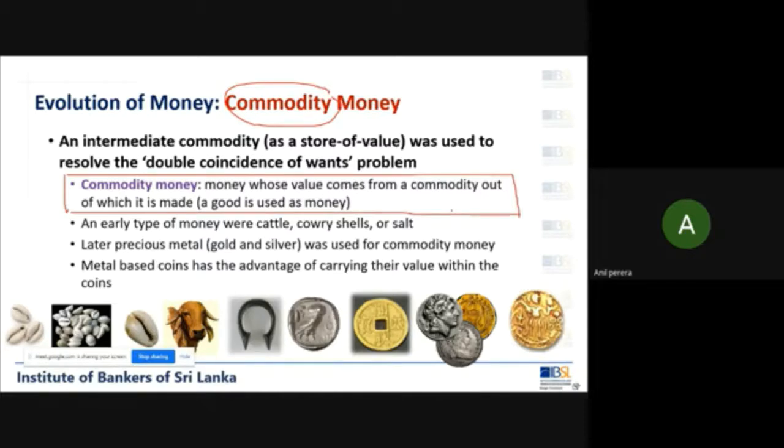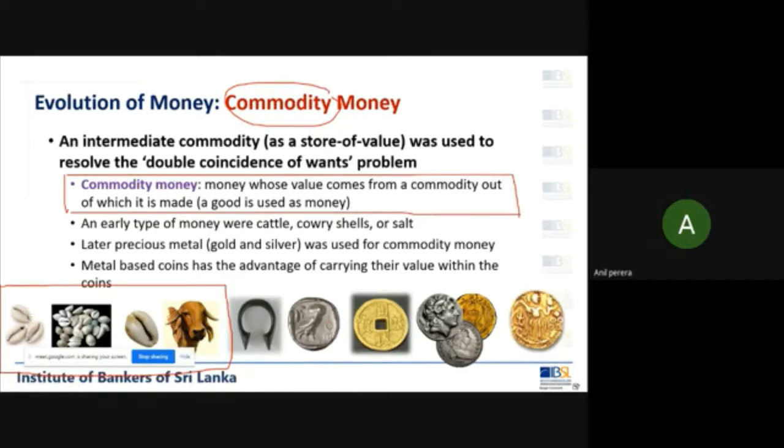If you look at early forms of commodity money, up to a certain era of history, people used commodities which they could find in their environment. So people used shells, even cattle, even salt as commodities.